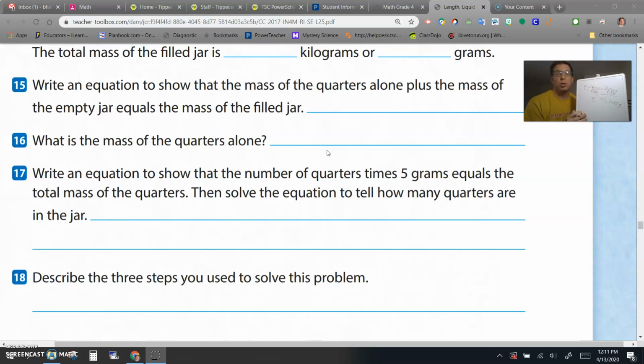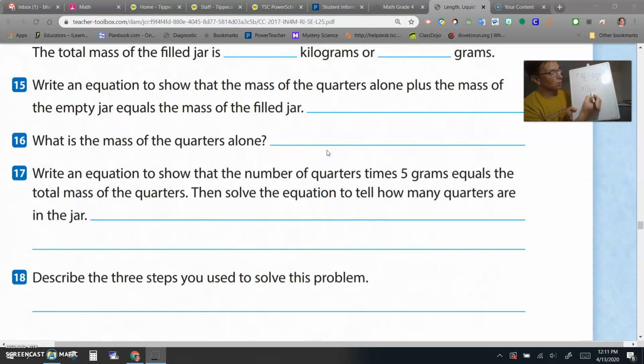Now write an equation to show that the number of quarters times 5 grams equals the total mass of the quarters. So I'll go ahead and erase this one. Equal number of quarters, so I'm going to use an n, times 5 equals 1,100 grams. Okay, so you need to divide both sides by 5. So you would take 1,100 divided by 5. Again, if I'm going too fast, pause me, catch me up, rewind me as many times as you need to.